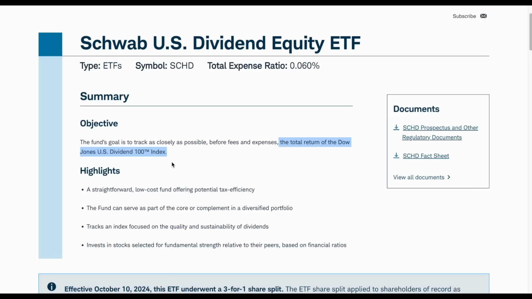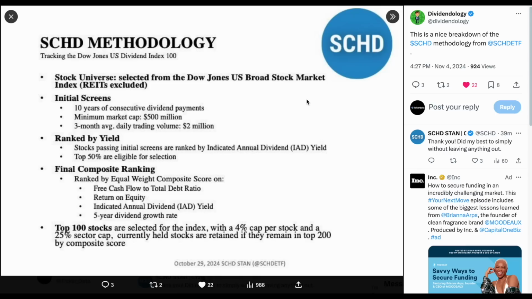Now, that's a little bit of a mouthful, but it's very important we understand what's going on here. The fund is tracking an index known as the Dow Jones US Dividend 100. So now we need to understand, how does that index operate? And my friend SCHD Stan over on Twitter put out a great breakdown of this. Again, we can see they're selecting from the Dow Jones US Broad Stock Market Index, but keep in mind, REITs are not included, so there's no REITs in SCHD.